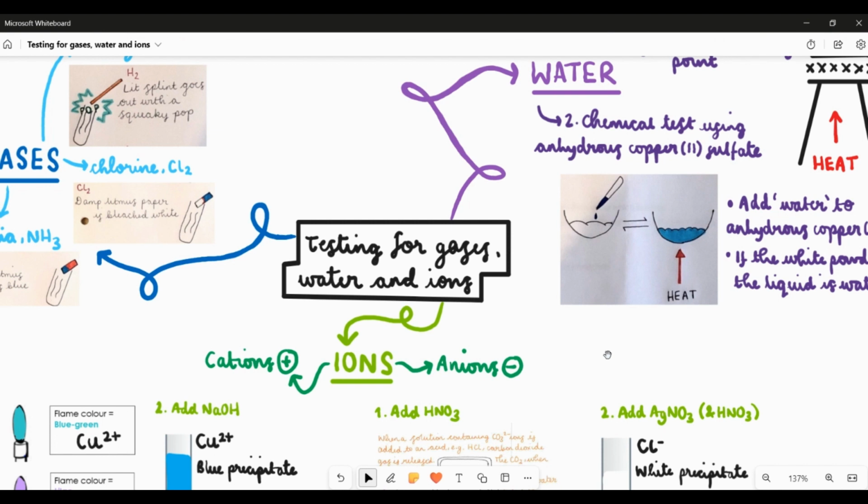Also, we need to make sure that we are learning all of the different tests that we need to know for our specification. So please do check your specification to see whether there are some additional ones that you need to know that I have included here, or whether there are some that I have included here that are beyond what you need to know.